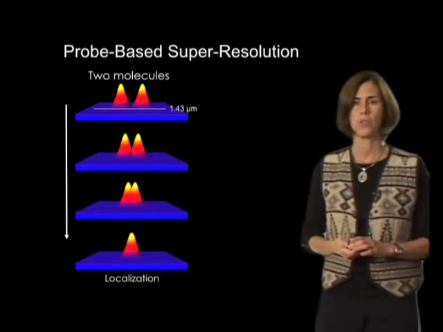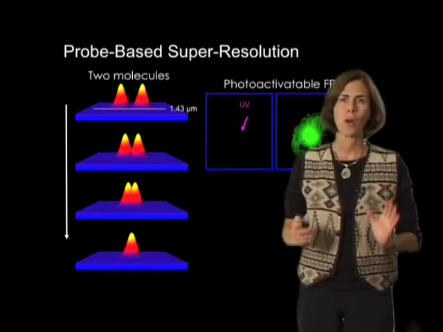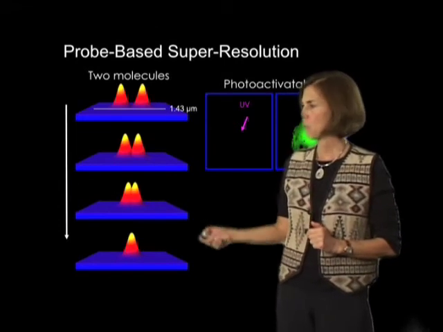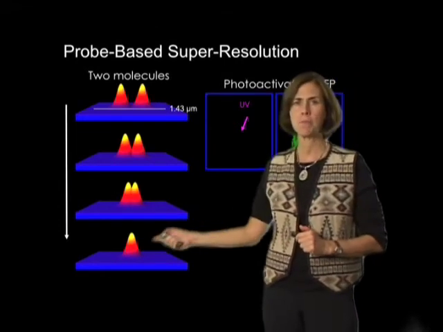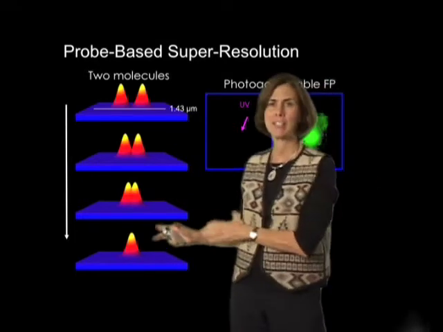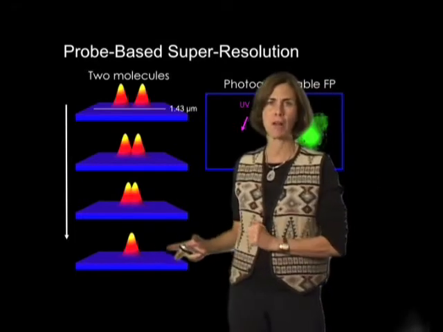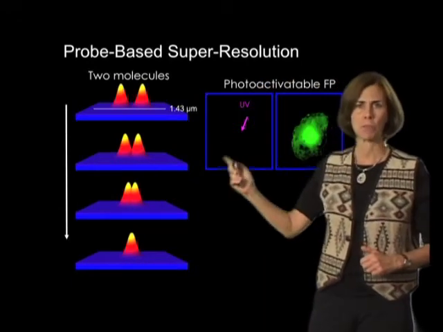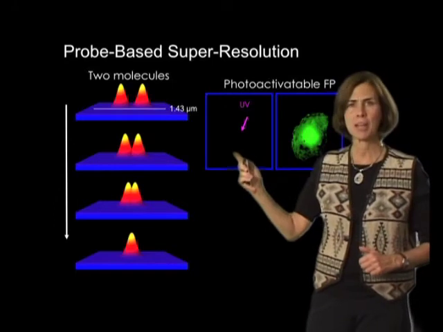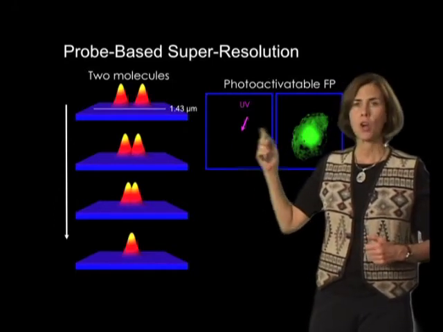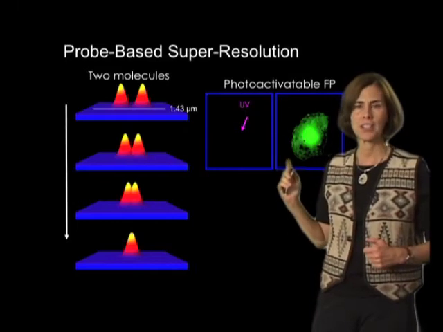So one way to get around this problem, where the blurry distribution of this point spread function masks the distribution of hundreds of different molecules, is the use of photoactivatable fluorescent proteins. These proteins, as I mentioned in the previous talks, switch on from a dark to a light state.